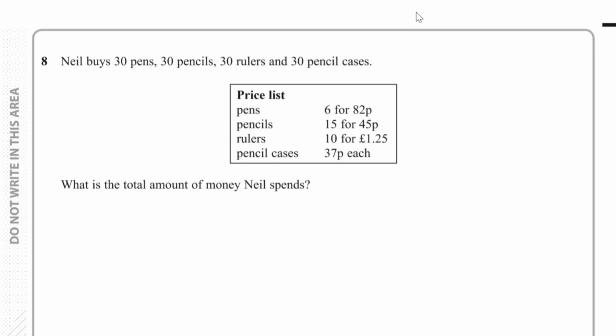Question number 8. Neil buys 30 pens, 30 pencils, 30 rulers, and 30 pencil cases. We have to find out what is the total amount of money Neil spends now. Here's a price list. With pens we get 6 pens for 82 pence, 15 pencils for 45 pence, 10 rulers for £1.25, and pencil cases are 37 pence each.